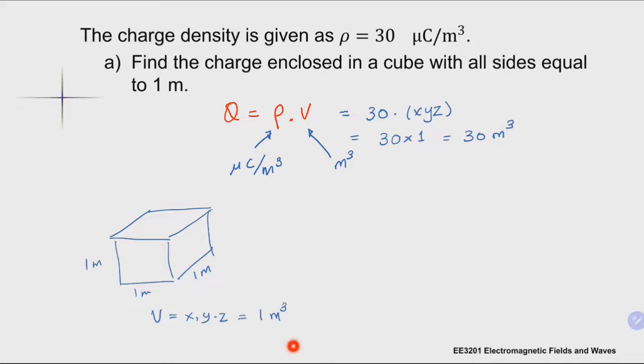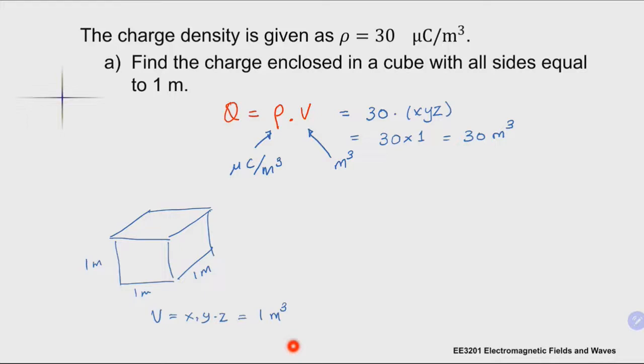Okay, so in this very simple example, I'm sure you have no problems working out the charge as long as you know the equation. The charge is equal to the charge density multiplied by the volume. And finding the volume of the cube is quite straightforward. As long as you know the side of the cube, you can calculate its volume. Here all the sides are 1 meter, and therefore the volume of the cube is 1 meter cubed.